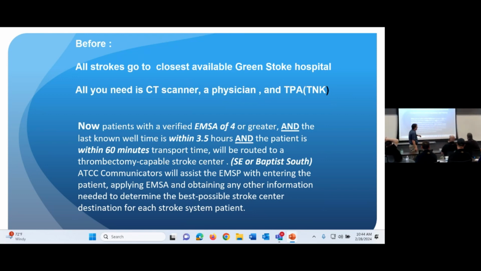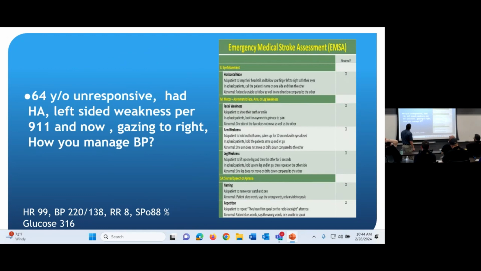Cool. So when you think about doing your EMSA scales, if you have somebody within a 3.5 hour window and they're close and their EMSA scale is 4 or greater, you want to go to that thrombectomy center. If they're altered, seizing, completely unresponsive, you can't do an EMSA scale. Right? So if we give them an EMSA number and we fill up that thrombectomy center with other neurological emergencies, we're going to hose that hospital where they can't do thrombectomies. So food for thought on that.